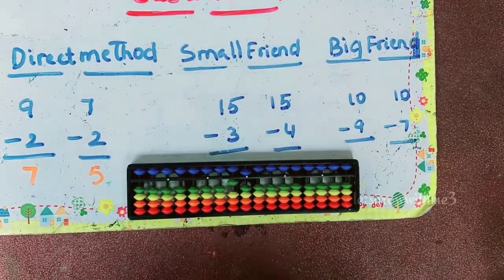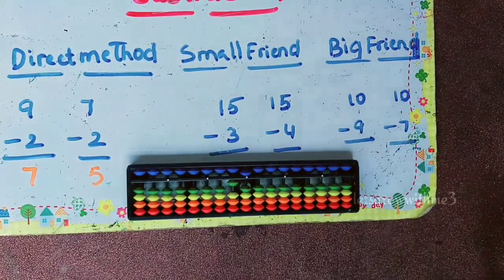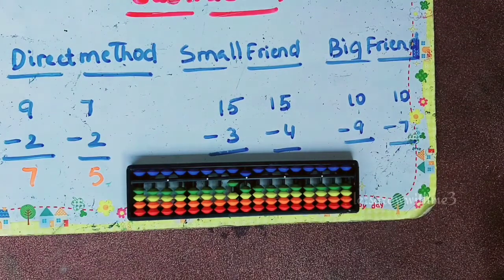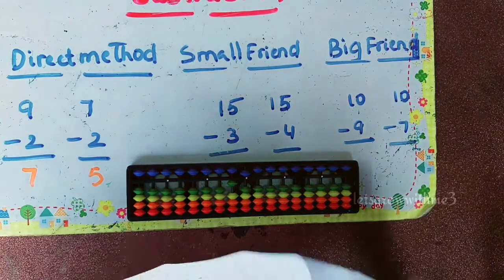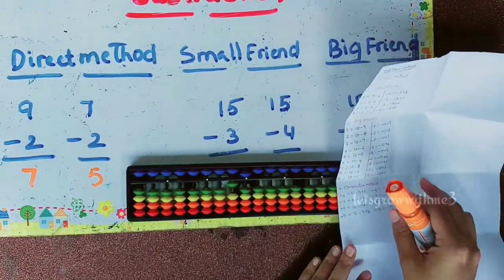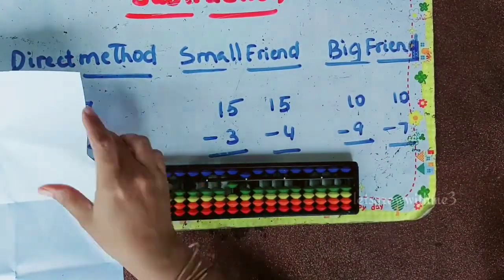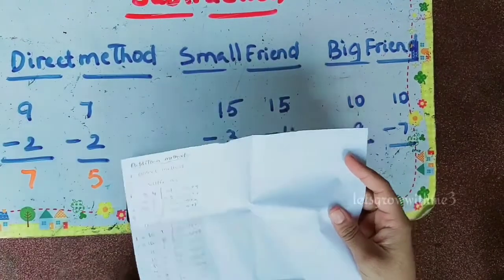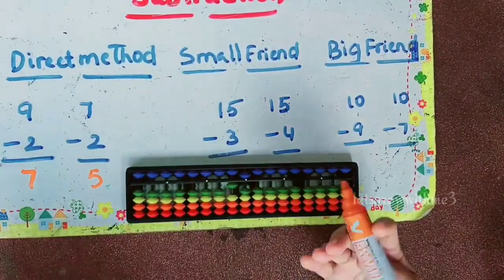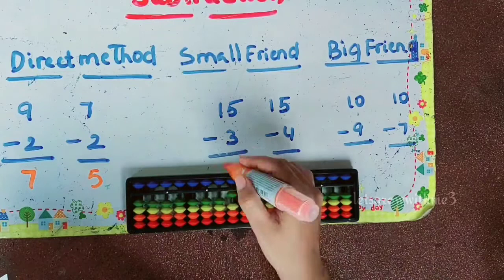So 15 minus 3. How to remove minus 3? We don't have beads here directly, so we are going for small friend. What is the formula for minus 3? Minus 5 plus 2. So always keep your formula page handy. Minus 3 is equal to minus 5 plus 2. So small friend method, see here. Minus 5 plus 2. Then try to solve it. The answer is 12.